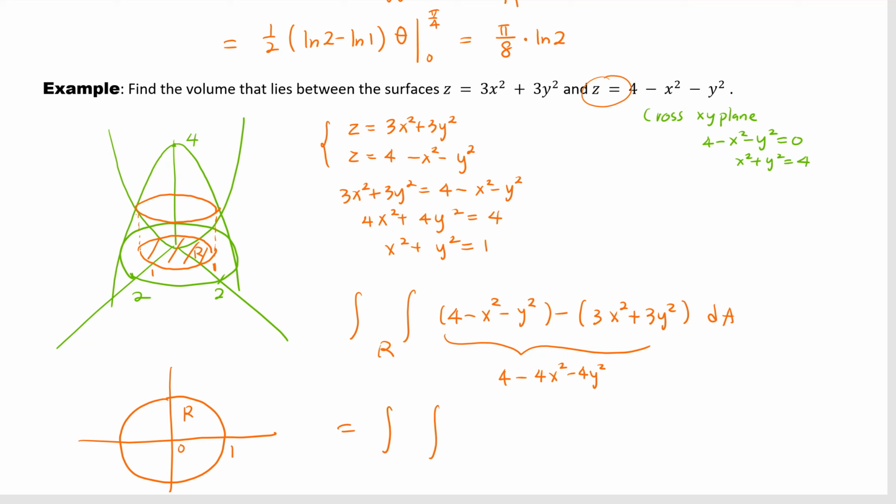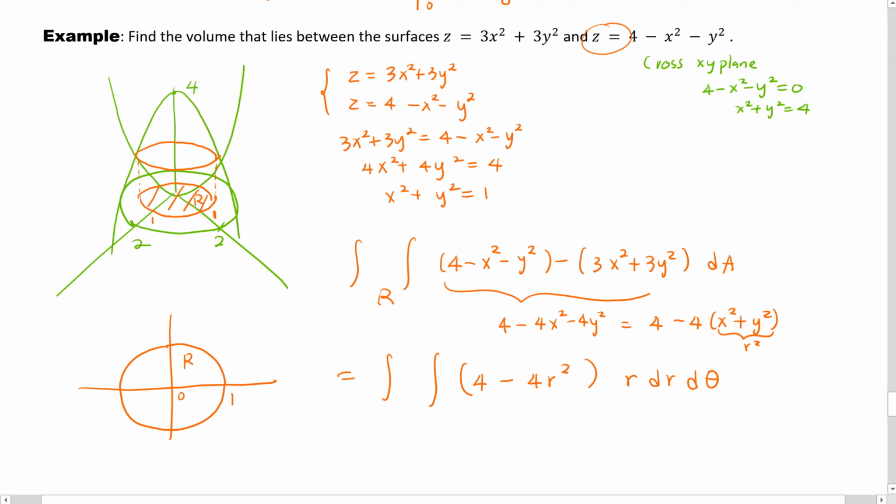And now let's use polar coordinates. Change x squared plus y squared to r squared. So this is the same as minus 4r squared. Is that okay? Let me do it slowly. I can factor out 4, and then I have x squared plus y squared, which is the same as r squared in polar coordinates. But then dA is r dr d theta. So don't forget the r. It is very important, and many students make this mistake.